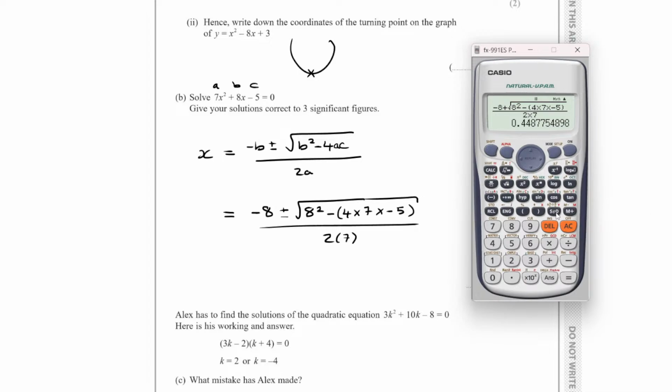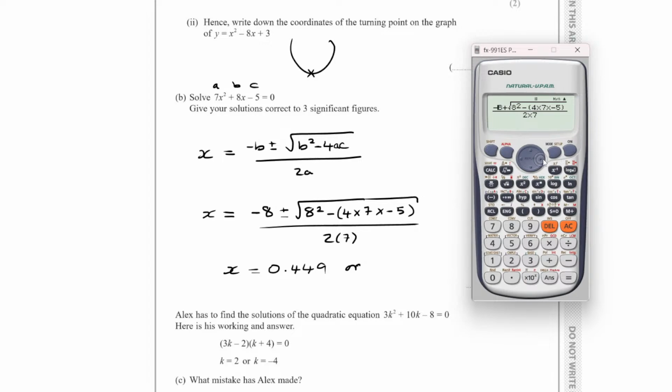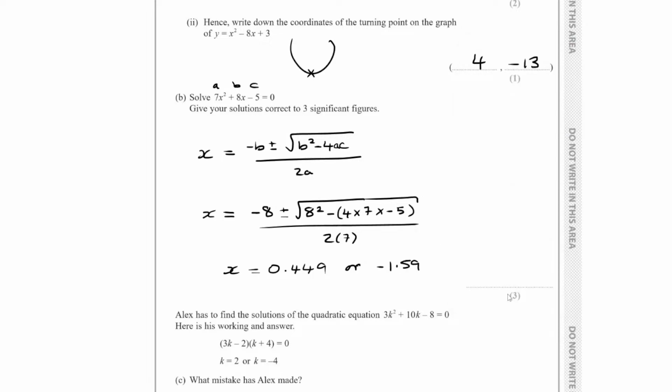Okay, so that's for the plus. They wanted it to 3 significant figures. 0.448 is 3 significant figures, but obviously the next number is going to round it up, so 0.449. So one of them is x equals 0.449. Obviously this 0 here doesn't count as a significant figure. Then go back, don't delete it all, just use your back arrow and change that for minus, because with quadratics we always get 2 solutions. That's minus 1.59. For 3 significant figures that one is just 1.59.